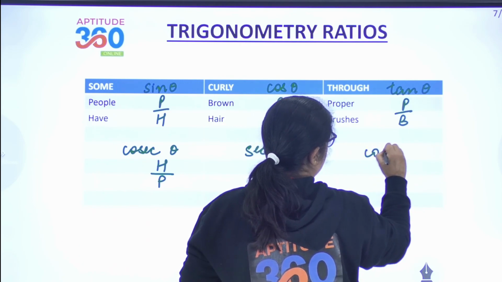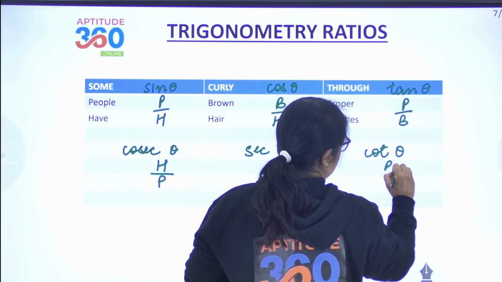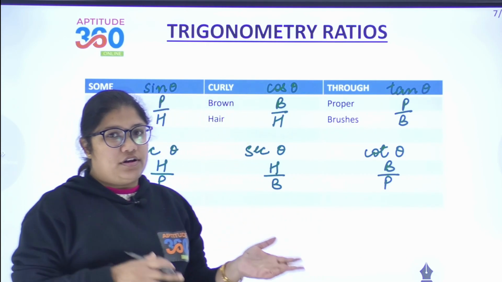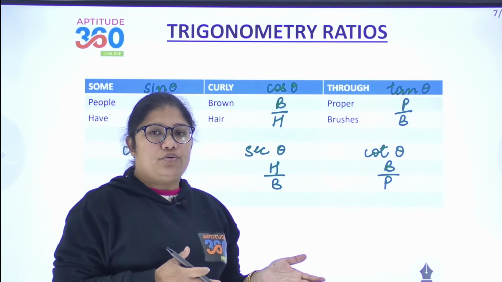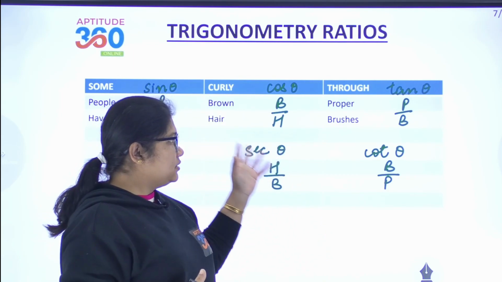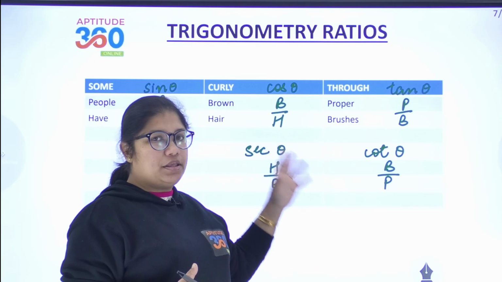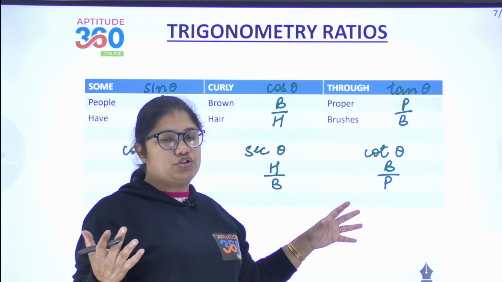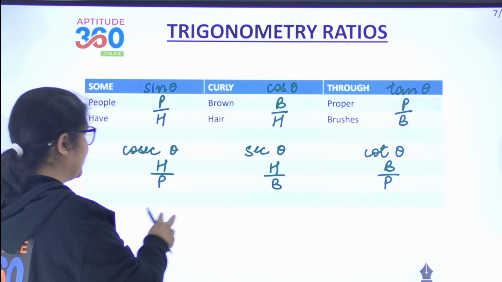Tan reciprocal is cot theta, base upon perpendicular. Whichever mnemonics is easy for you, try to remember the ratios through that. I have learned this mnemonic throughout my life, so I will be using this mnemonic in my questions to solve, right? So let us do a question.